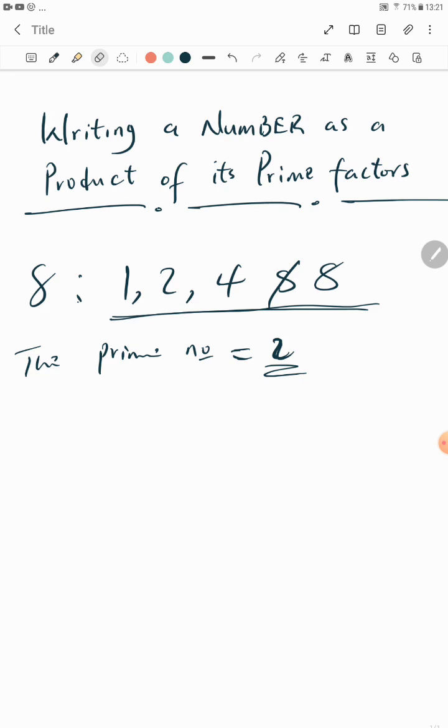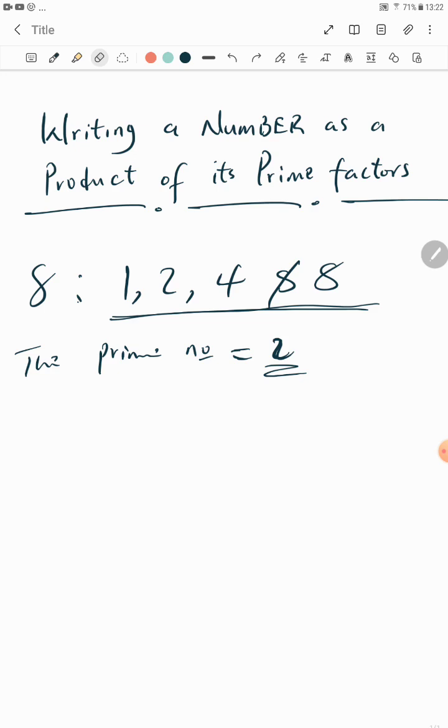Now this topic is simply telling us: how do we write 8 as a product of its prime factors? What is the prime factor of 8? It is 2. So how do we write 8 as a product of its prime factor, which is 2, so that only 2 will appear, in multiplication together, to give us 8?